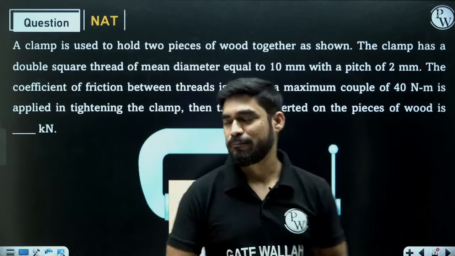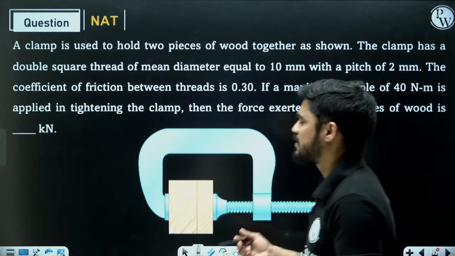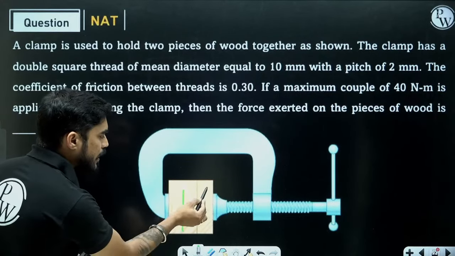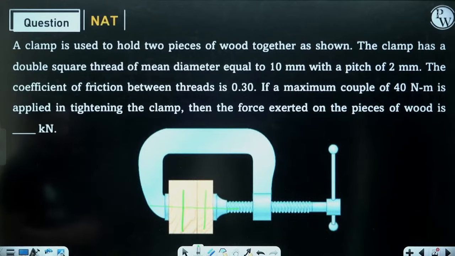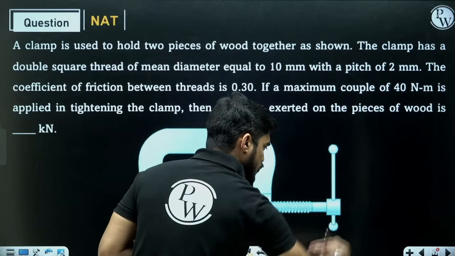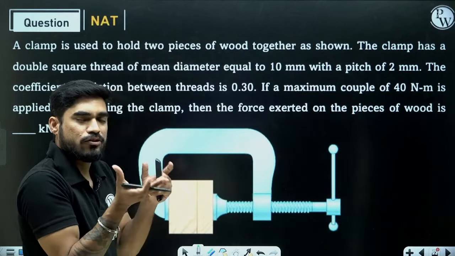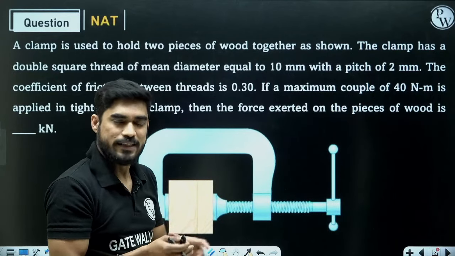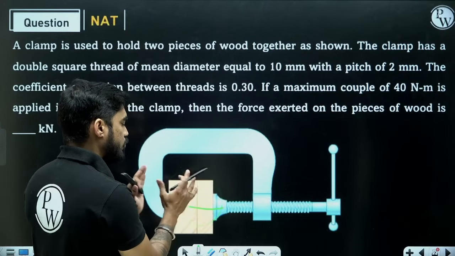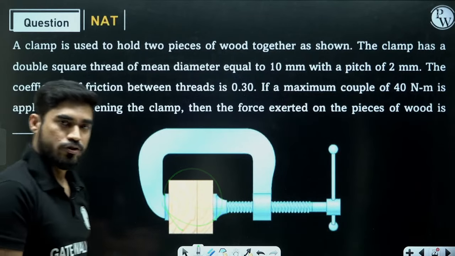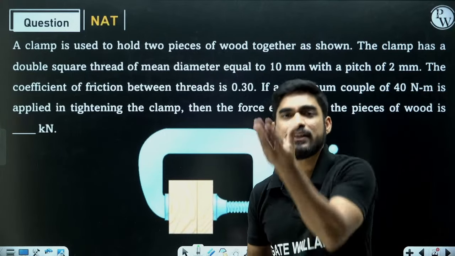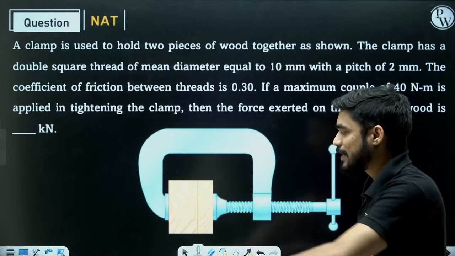So understand what is happening here. Here we have this clamp, which is nothing but a screw jack. It works as a screw jack. Now we are holding these two wooden pieces using this screw jack. How is it holding these pieces? When you turn this screw, it works as if the screw jack is lifting the weight. Here it is lifting this screw, which will tighten this and hold the wooden pieces together. So if you want to relate this with screw jack, the operation that we use for lifting the weight, the same thing is happening here in case of tightening this piece.